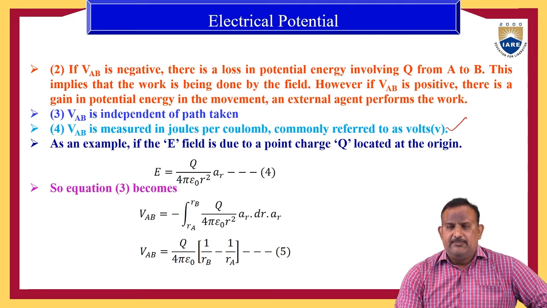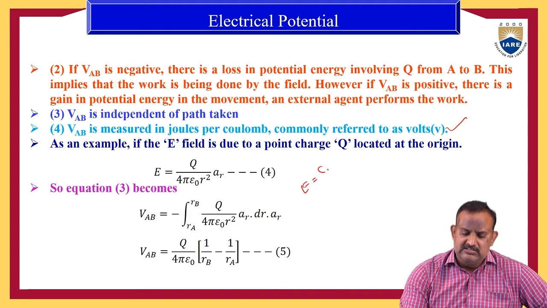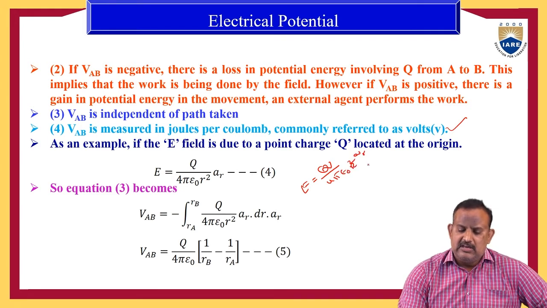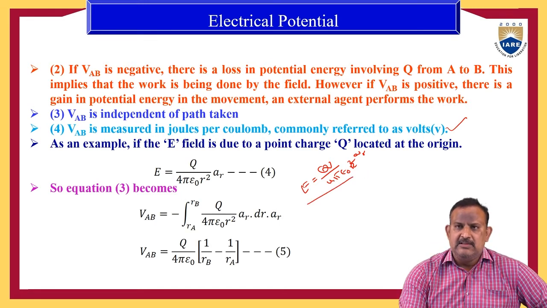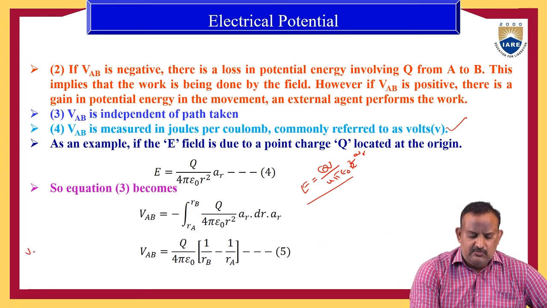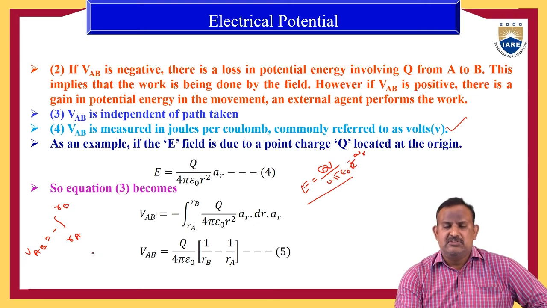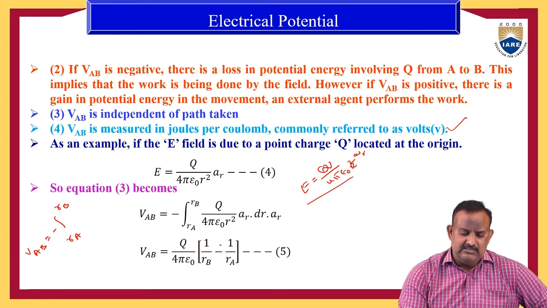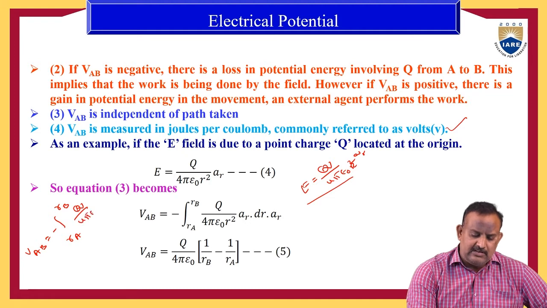As an example, I'm assuming we already know the electric field intensity. We know that the electric field intensity E is equal to Q by 4 pi epsilon naught R square into AR, where AR is a unit vector. Now, if you substitute the electric field intensity in the potential equation, VAB is equal to minus integral from RA to RB, where RA and RB are the position vectors of point A and point B from the origin. In place of electric field intensity, here I am writing Q by 4 pi epsilon naught R square into AR.